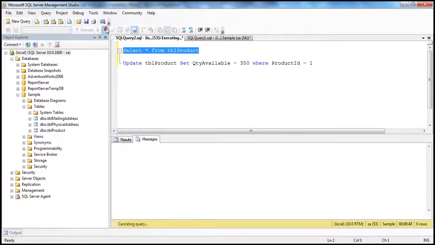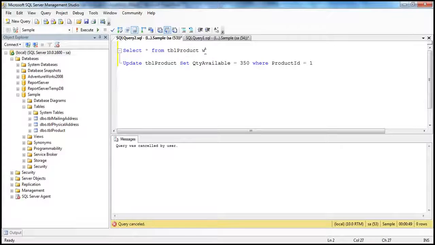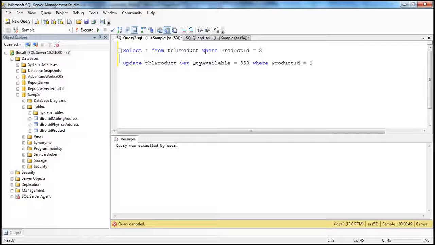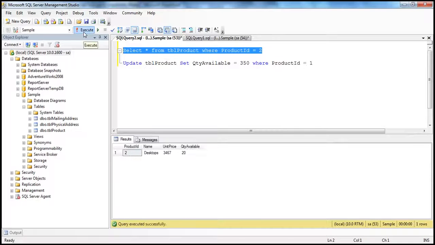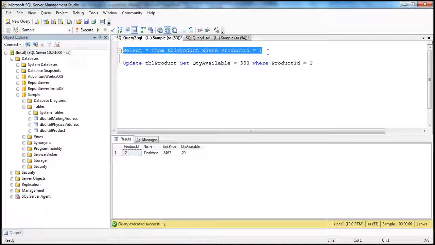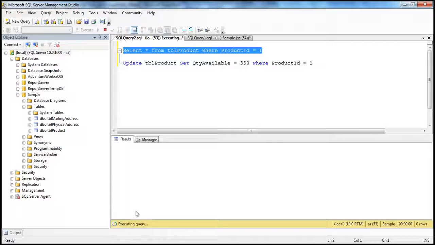On the other hand, let's cancel that, and when I say select star from TBL product where product ID is equal to 2, I'm selecting a row where the product ID is equal to 2. Look at this, the moment I execute that, I immediately get that row. But then when I try to get the row with ID equal to 1, that is being updated by the other transaction in the other connection window. Look at this, it says executing query.